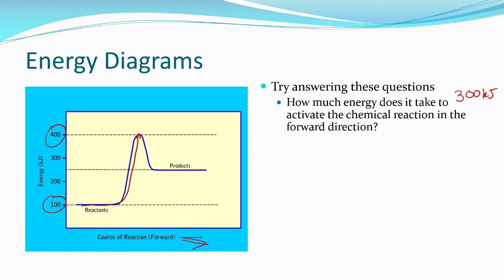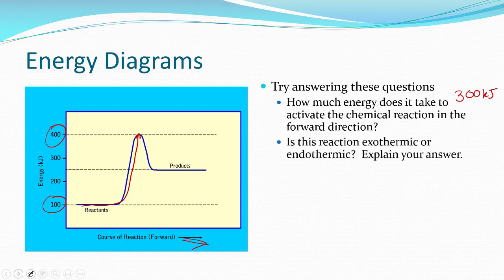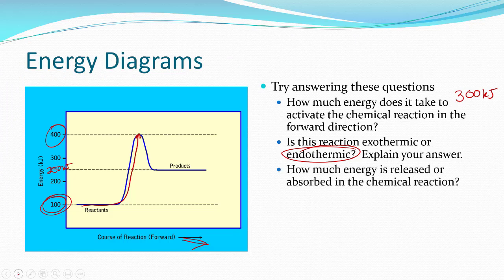Okay, 300 kilojoules. Is this reaction exo or endothermic? I'm hoping that you recognize that the reactants are starting at 100, but the products are at 250 kilojoules. This would be an endothermic reaction. It's absorbing the energy. Okay, it's not releasing, it's absorbing. All right, and so how much energy is released or absorbed in the chemical reaction?